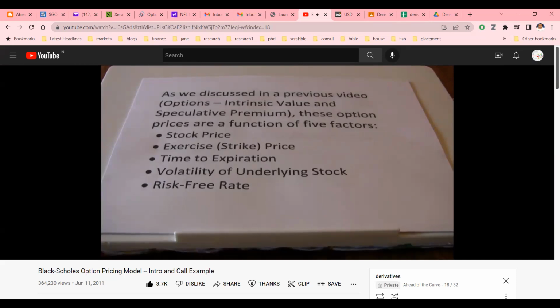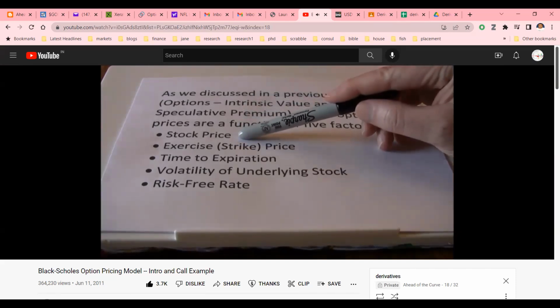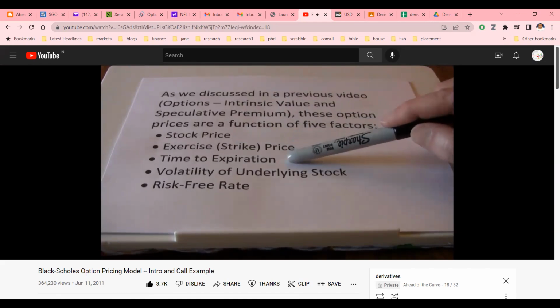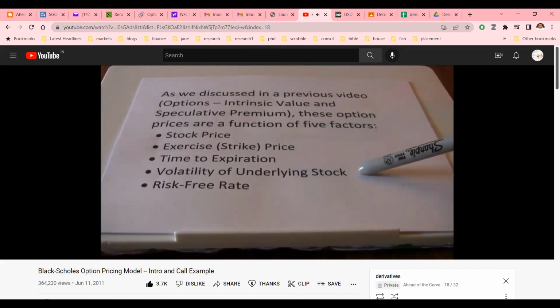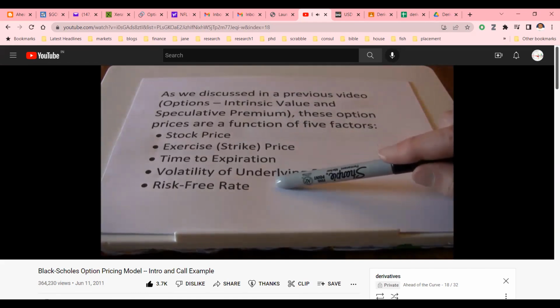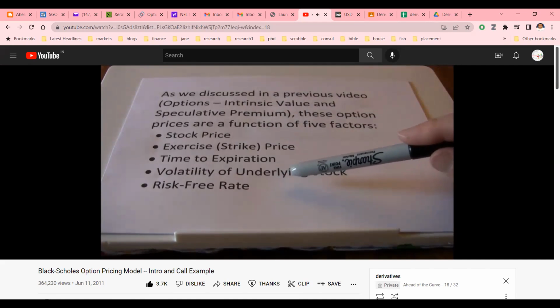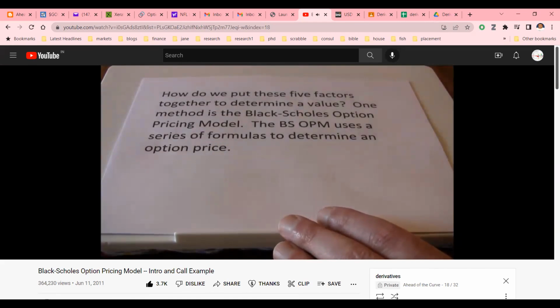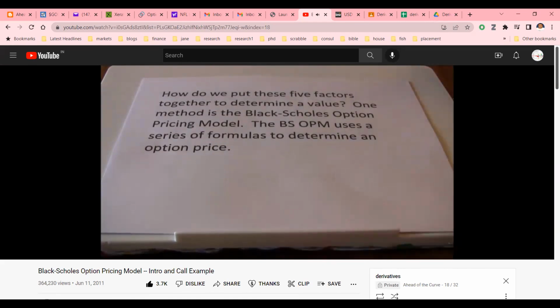option prices are a function of 5 factors: the underlying stock price, the exercise or strike price for that option, the time to expiration, the volatility of the underlying stock, and the risk-free rate of interest. Those are the 5 factors that are going to go into the Black Scholes option pricing model. We're going to take all 5 of those factors and use the model to figure out what the option is worth.